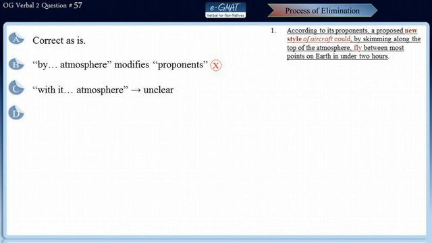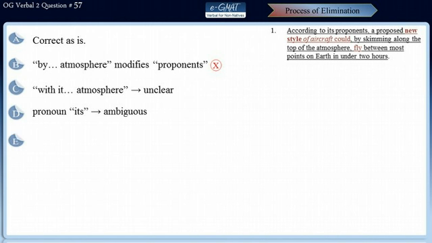Now let's take a look at choice D. Choice D is wrong because pronoun its in the phrase because of its skimming does not have a clear antecedent. There are two possible antecedents for its, Earth and new style of aircraft. Logically, it should refer to the new style of aircraft, but its placement is such in the sentence that it makes its referent ambiguous. Also, this sentence is written in a very awkward manner.